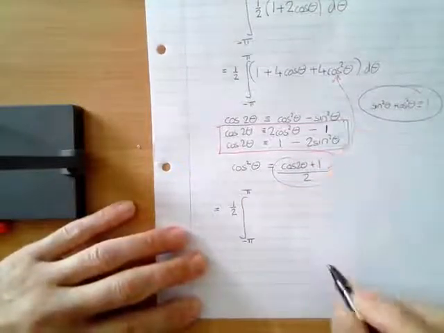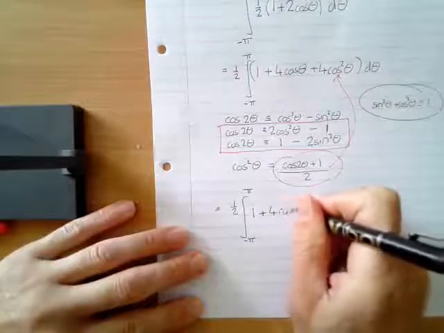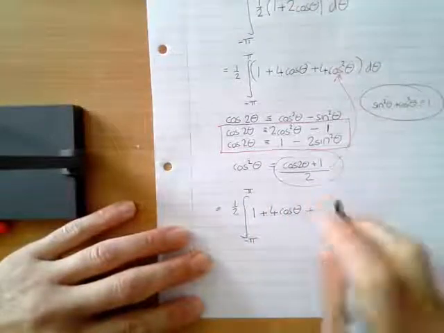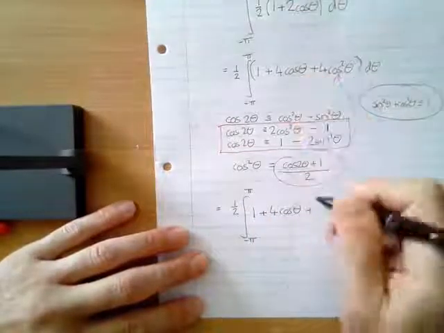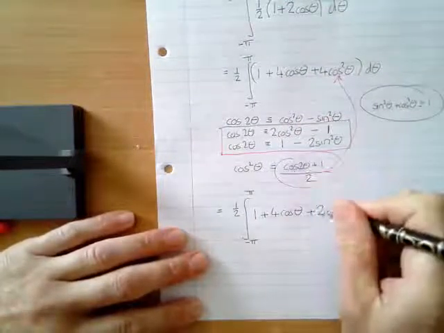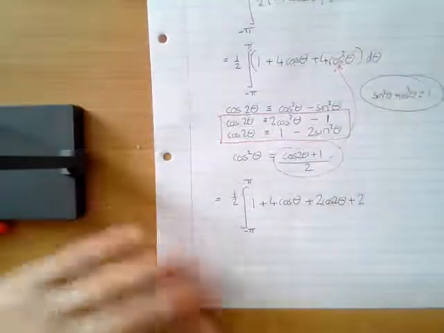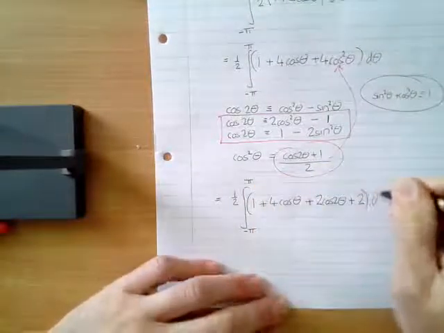So if I sub that in there, I get 1 plus 4 cos theta plus, now it's over 2, but I've got a 4 in front, so if I combine those together, that's going to give me 2 lots of the top. So I'm going to get 2 cos 2 theta plus double the 1 is 2. I hope that made sense to you.